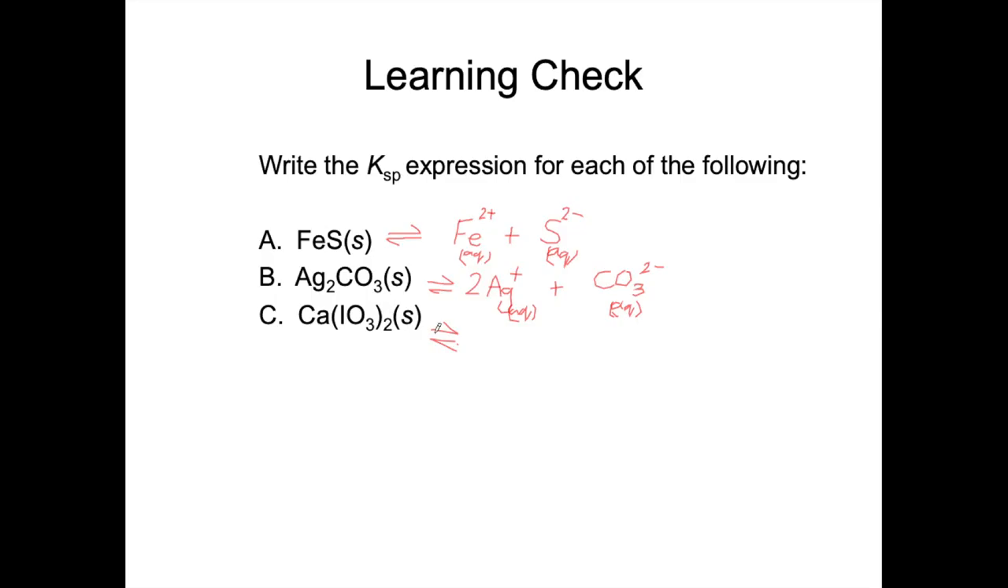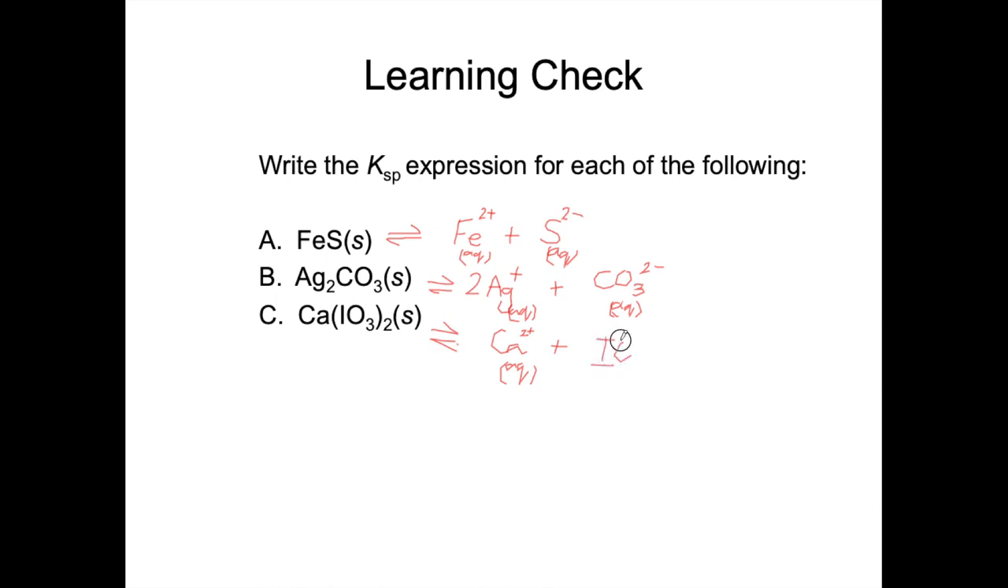Okay. So that's going to split up into calcium ions. So think about what charge a calcium ion has. Calcium's in group 2, so it's 2+. Okay, that's aqueous. And what's the formula of iodate? Iodate, as you can tell from these parentheses, is a polyatomic ion.